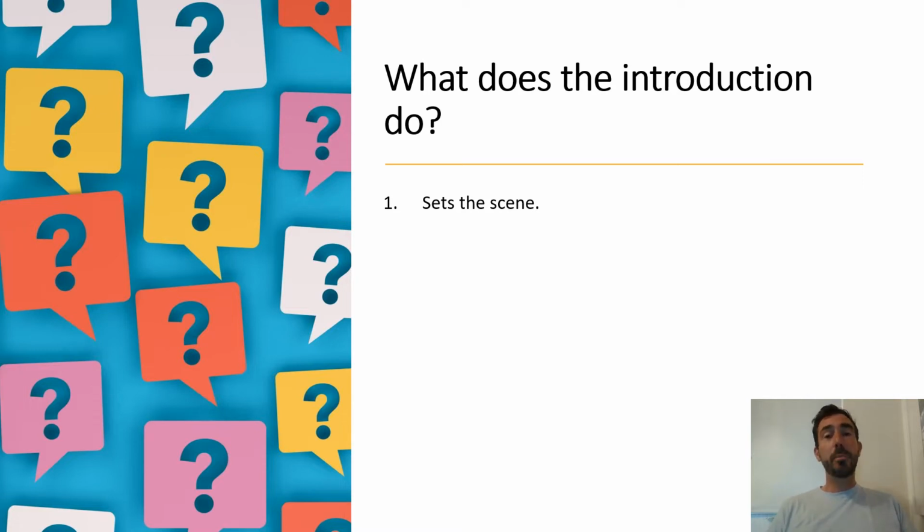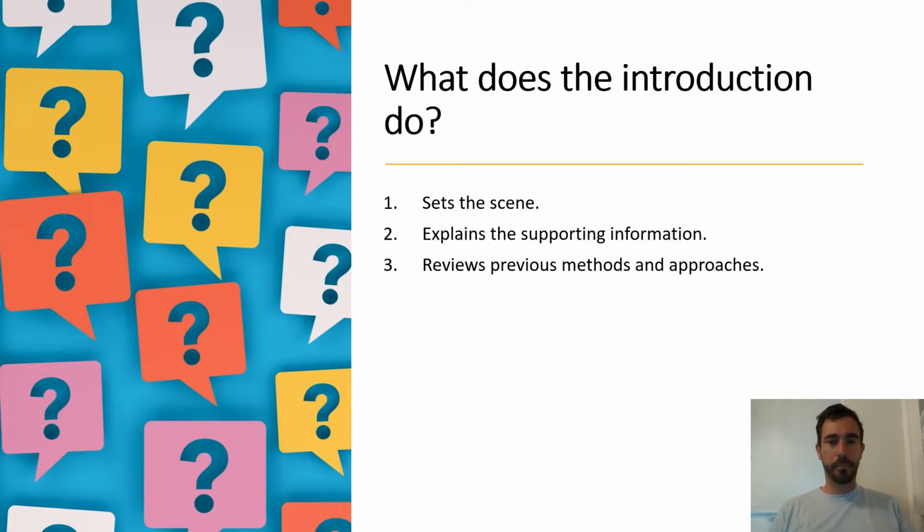The reader should be able to go over the introduction and understand what you have studied and why you are studying it. It explains the supporting information for your research question, and by explaining the supporting information, I mean that it evaluates and explains the published literature. It explains what information is already out there that you can base your own research question on.